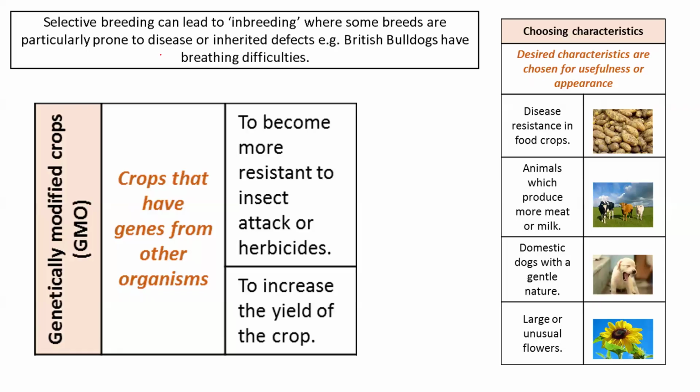If you like Alsatians, Alsatians used to have a straight back. Now Alsatians have a curved back and low hips. That is selective breeding.